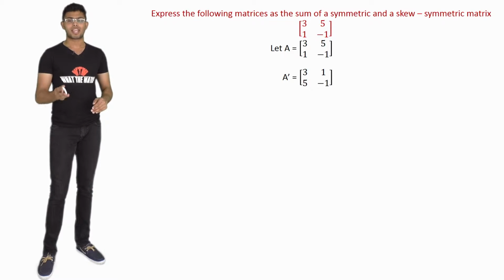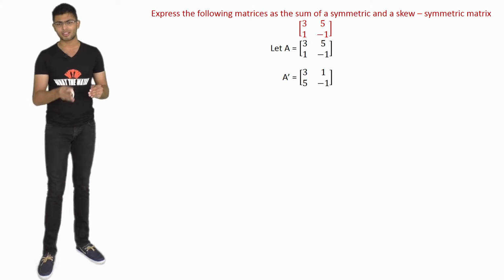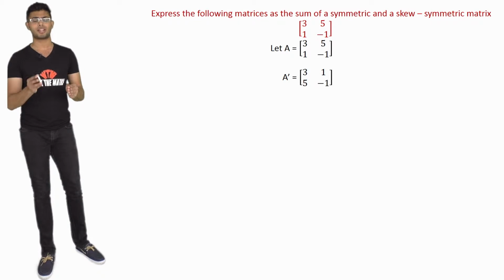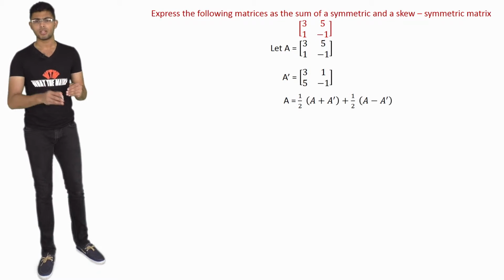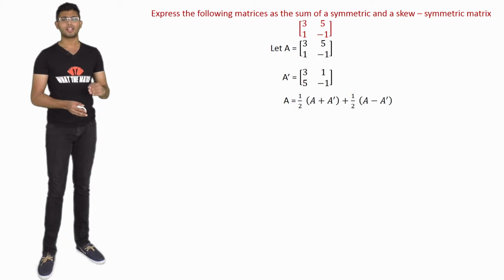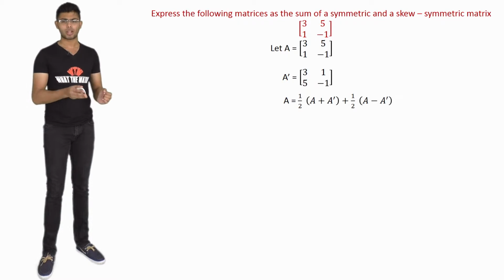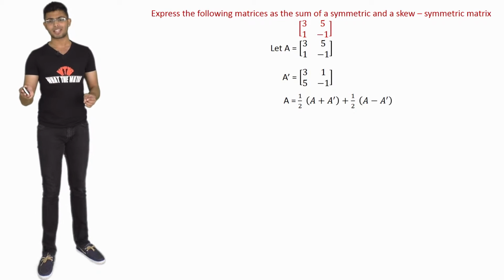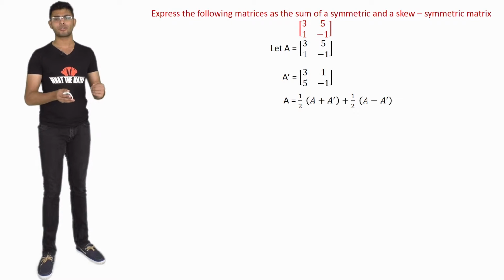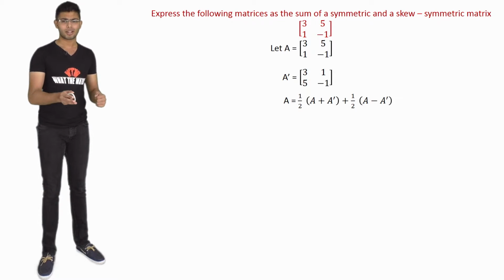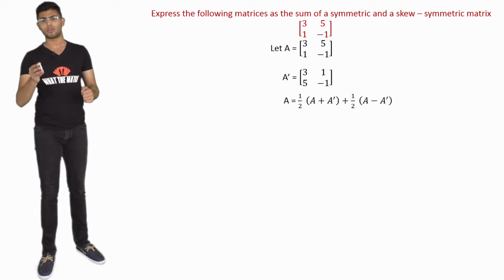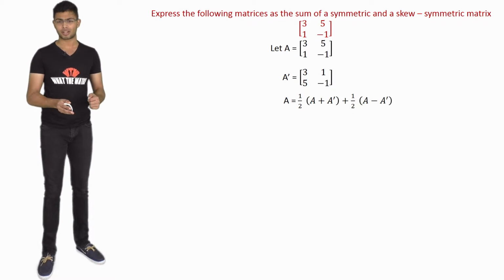So let's now take A transpose. When you take the transpose, remember that you have to take the first row and make that the first column, and take the second row and make that the second column. Now we're going to take A as equal to 1 by 2 of A plus A dash plus 1 by 2 of A minus A dash, because we know that 1 by 2 of A plus A dash gives you a symmetric matrix, and 1 by 2 into A minus A dash gives you a skew symmetric matrix.